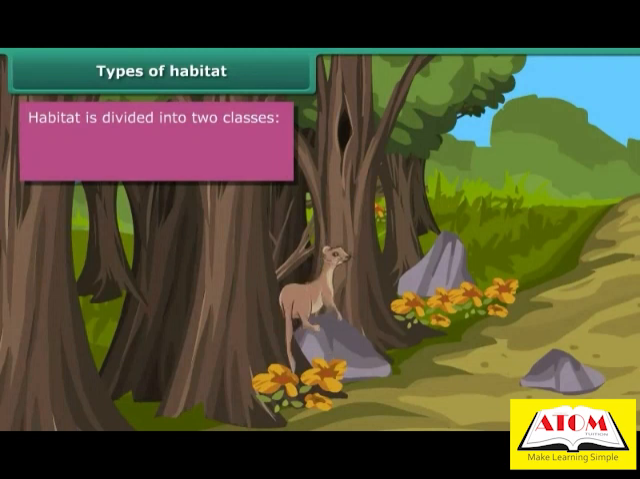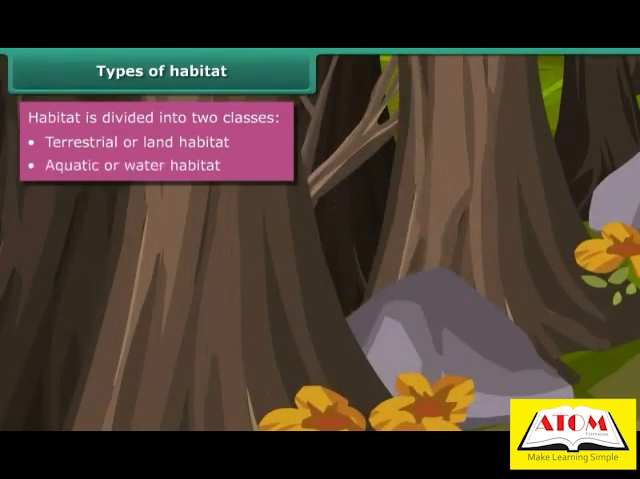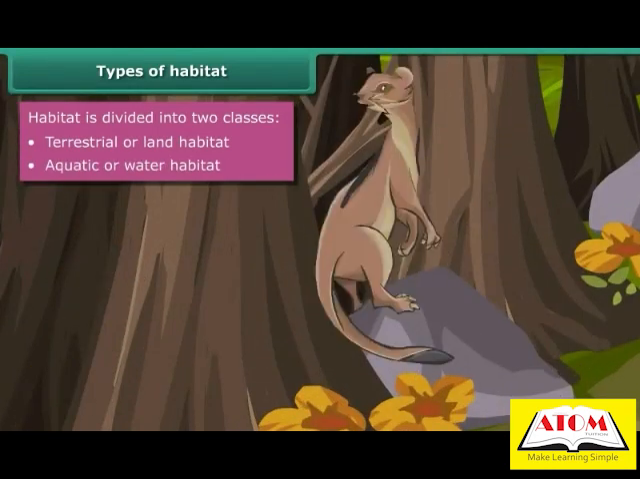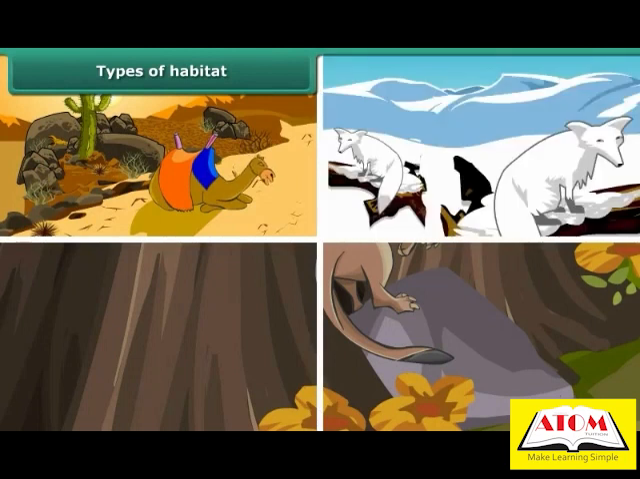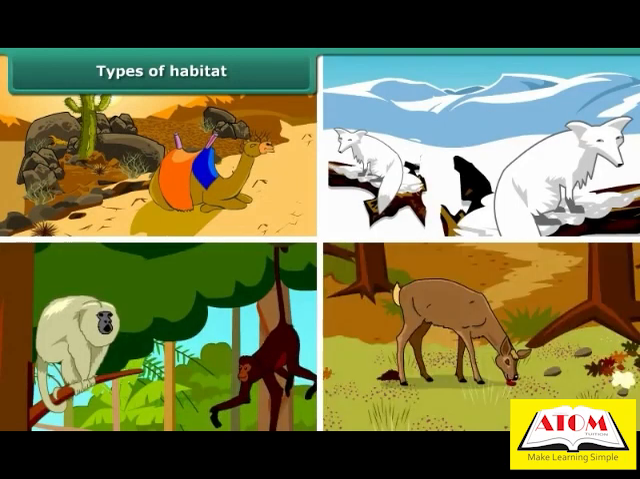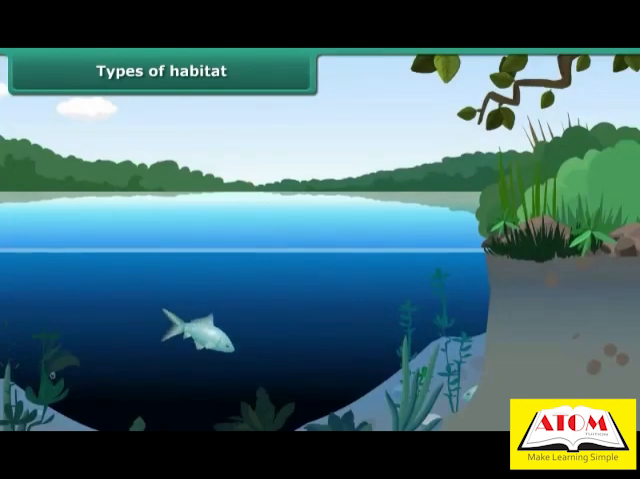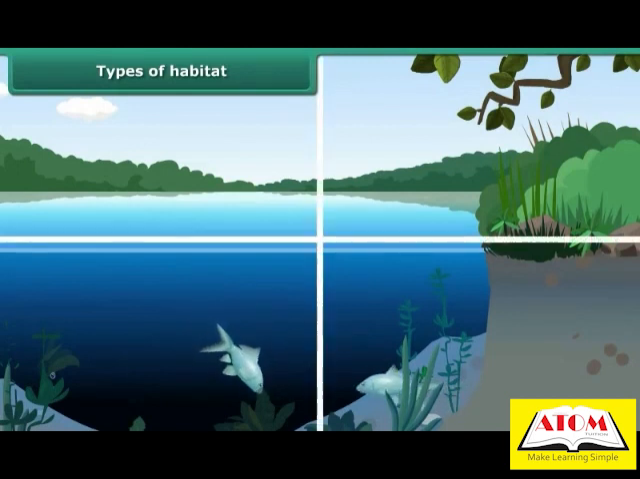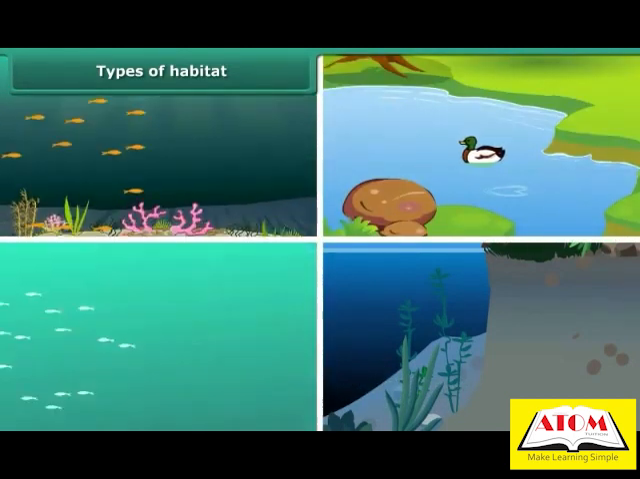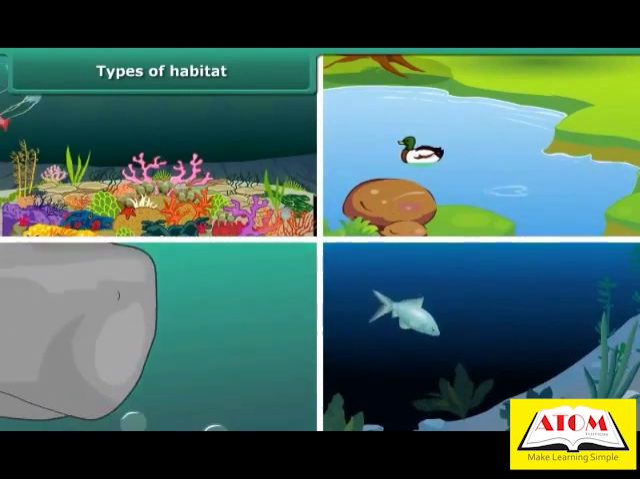Habitat is divided into two classes. 1. Terrestrial or land habitat. 2. Aquatic or water habitat. Habitat of living organisms found on land is terrestrial habitat. Desert, mountains, forest, grasslands are the examples of this category. Whereas habitat of living organisms found in water is aquatic habitat. Sea, ponds, oceans, and lakes are the examples of this category.